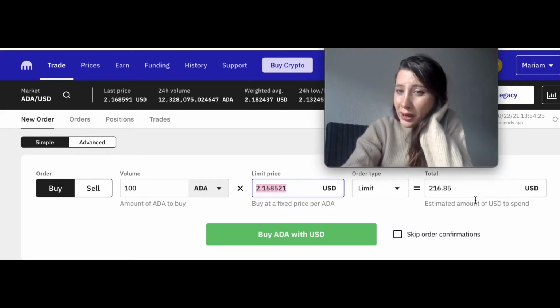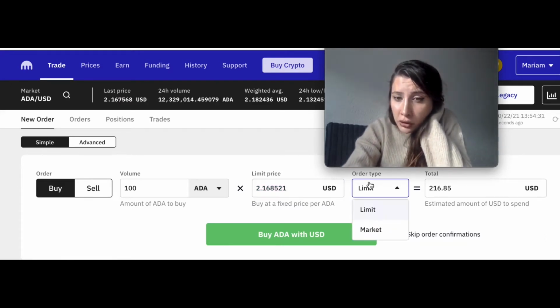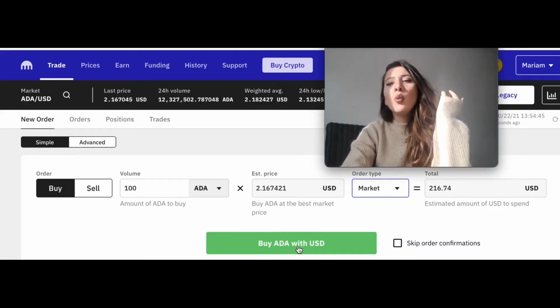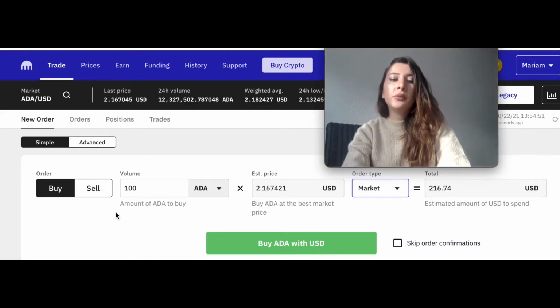Or if you want to buy right now and you don't want to come back to Kraken, you buy in whole, make sure that you press market price. Market price will calculate the price for 100 ADA with the current price. Press buy ADA, and voila, you already got some ADA on your account. It's very simple to buy or sell cryptos like this on Kraken.